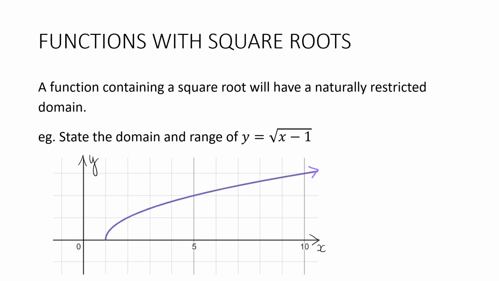And finally, we need to look at functions with square roots. They're going to have a naturally restricted domain because we can't have a negative underneath the square root. So our domain is going to come from x minus 1 has to be greater than or equal to 0. So therefore the domain is x is greater than or equal to 1, and we can see that from the graph. Now with the range, you know how we normally have plus or minus the square root of something? Here we have no sign, which means it's the positive. So y is greater than or equal to 0.